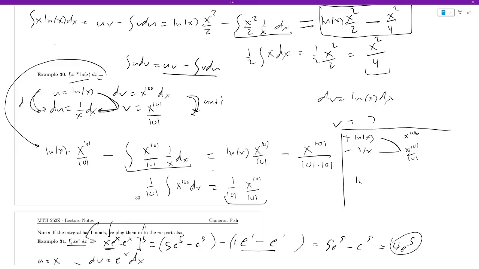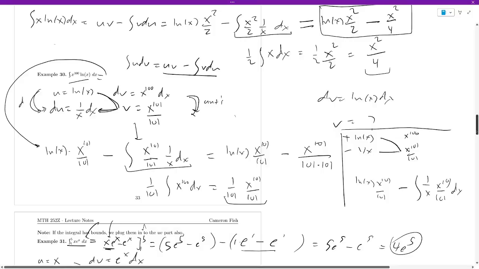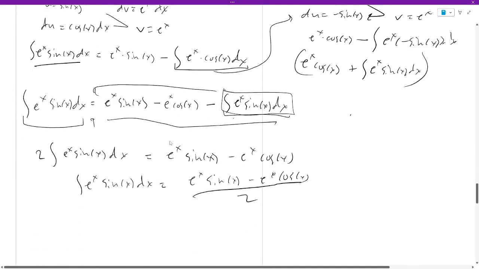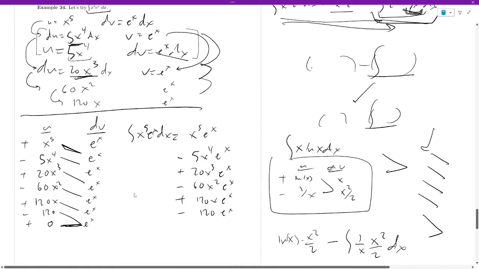So I can just write it down. Log x times x to the 101 over 101, that's the first product, minus the integral of the last product. It's the exact same thing we got before, and that's something we can do. So it's not really any different, you can just compare how we wrote this. It's the same thing. It's just a little bit cleaner, and is useful if you have multiple by parts to do in a row like we did in this situation.